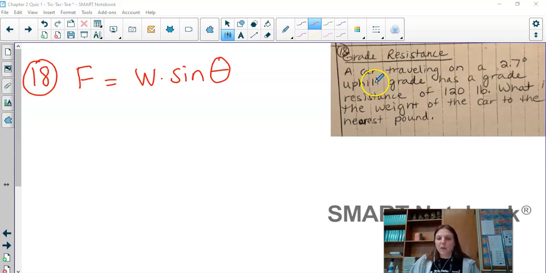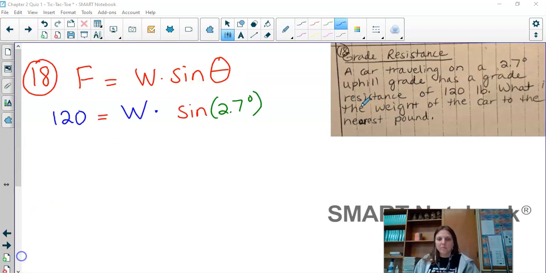Another grade resistance question. We've got a car traveling at a 2.7 degree uphill grade, and it has a grade resistance of 120 pounds. What is the weight of the car? Again, if you need to look this up, you could look in your index and look up grade resistance and find the formula, or look in your notes. This has a 2.7 degree angle, so I'm going to put that in for the angle. So I entered my angle right there for theta, and I entered the grade resistance. Remember, that's the F, that's the force due to gravity. And I'm looking for the weight of the car.